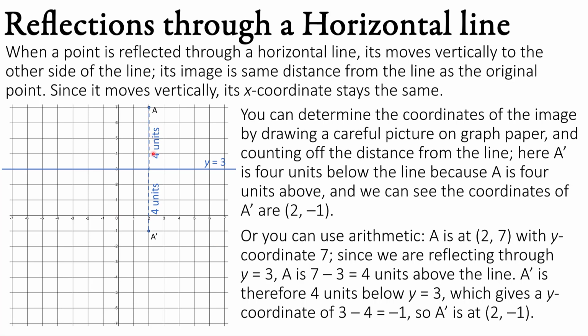Since we're reflecting through y equals 3, this point here is 4 units away from this line, because this point's y-coordinate is 7, and we have y equals 3, so the difference is 4. Therefore, the image has to be 4 units below the line. If I go 4 units down from y equals 3, I get 2, negative 1, because 3 minus 4 is negative 1. And notice, since we're moving vertically, the x-coordinate remains the same when you reflect it.